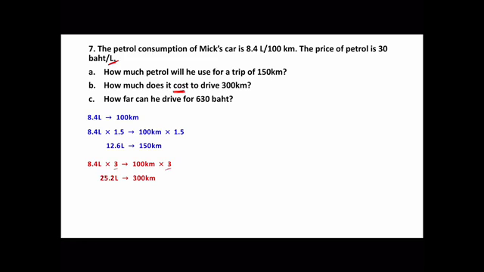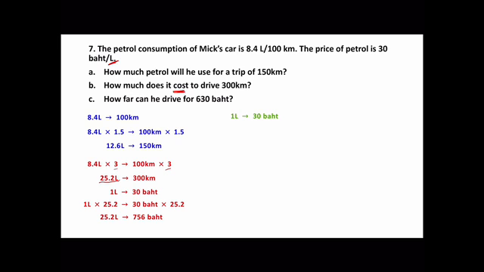So the cost for 300 kilometers, well, it's 30 baht per liter, and he needs 25.2 liters. So 1 liter is 30 baht, turning to 25.2, so times by 25.2 to both. And then 30 times 25.2, well, 3 times 25.2 is 75.6. So 756 baht in total. And part C, how far can he drive for 630 baht?